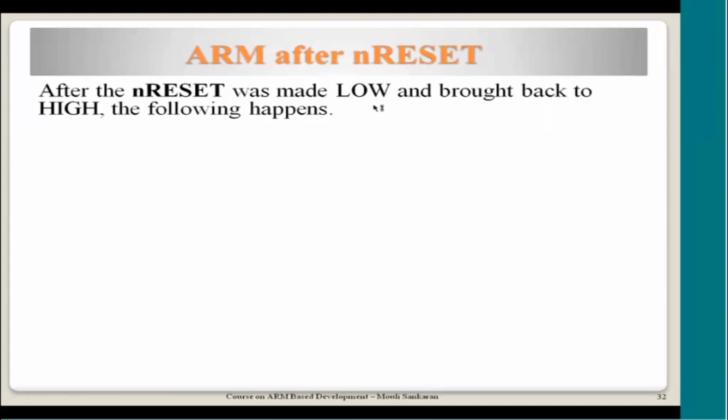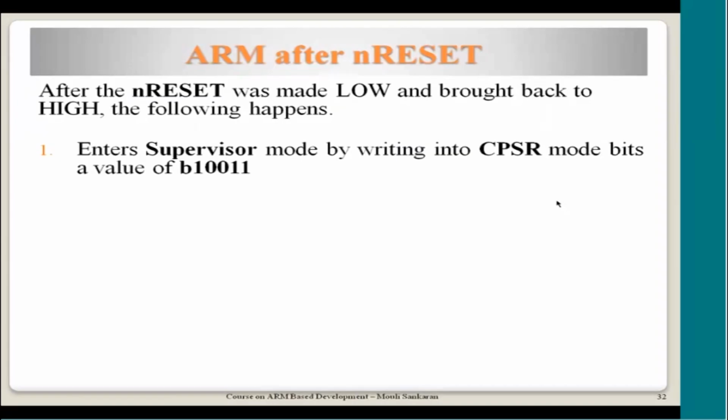After reset was made, see how a reset is given to the processor. It has to be made low, okay, and then high. Now I am coming back to reset because earlier I couldn't explain to you what the different modes available are. So now, having understood that different modes are there and they have special registers reserved for each of the modes, now you can understand and relate why on reset the processor needs to enter the supervisor mode.